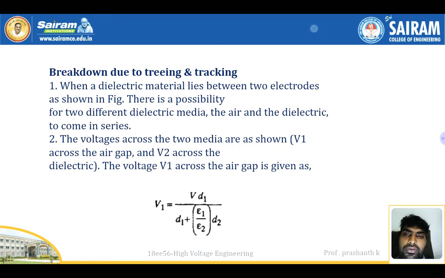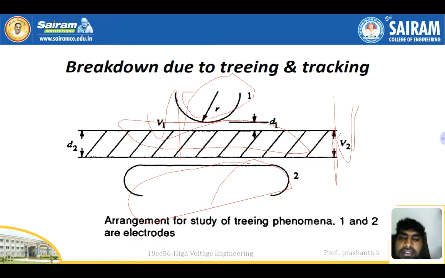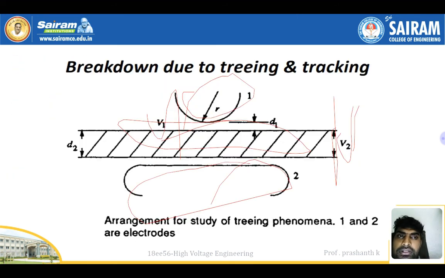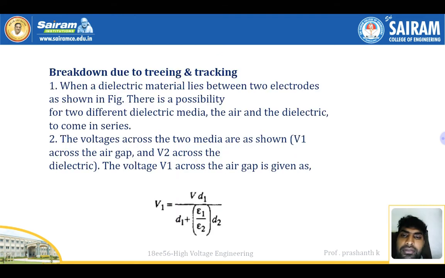So, breakdown due to treeing and tracking. When the dielectric material lies between the two electrodes as shown in the figure, there is a possibility of breakdown. I told you, the dielectric is placed over here, okay. Here this is a dielectric, this is a dielectric, okay. In between, a conductor is present.